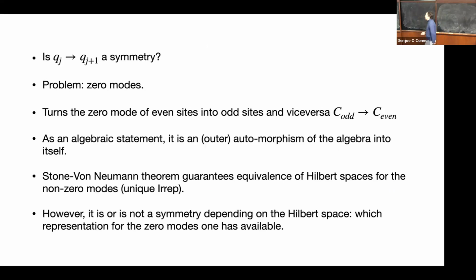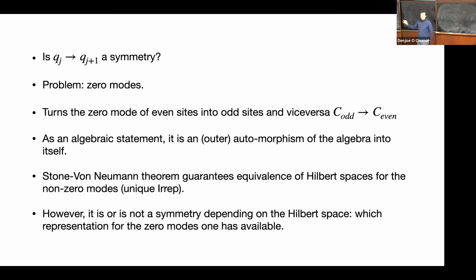All my arguments were kind of mathematical physics. There's the question of what is translational symmetry in the lattice. So is Qj going to Qj plus 1 on a periodic system a symmetry? And the problem is the zero modes. If you look at the zero modes more carefully, when you change Qj to Qj plus 1, it changes an even site to an odd site. So what this does is that it swaps the C odd and the C even when you make the translation. Now, because C odd and C even are central, in any irreducible representation of the algebra, the C odd and the C even will be C numbers, and they will be usually distinct.